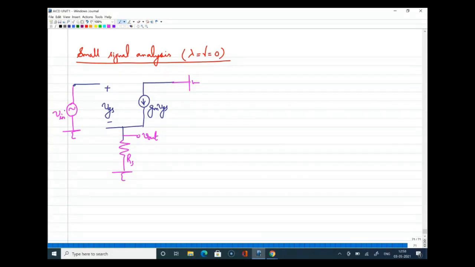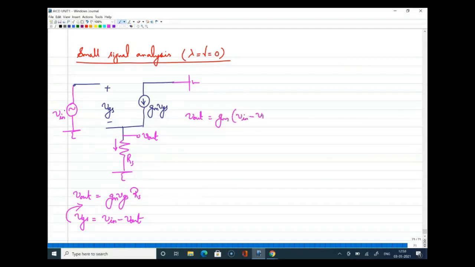Now, if you remember, we can write the output voltage V out as the current flowing through RS, which is nothing but GM VGS, a signal current, times RS. Now, what is VGS? VGS is V in minus V out itself, right? So by substituting this, I can write V out as GM times (V in minus V out) times RS. Or we can write V out by V in as GM RS by 1 plus GM RS. From the equation itself, you can say that your voltage gain is definitely less than 1, or with an approximation, I can say this is approximately equal to 1.